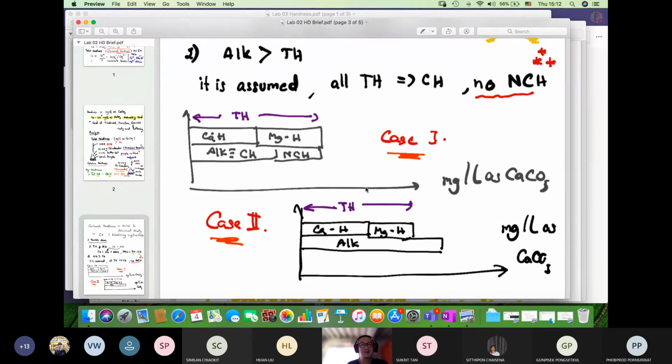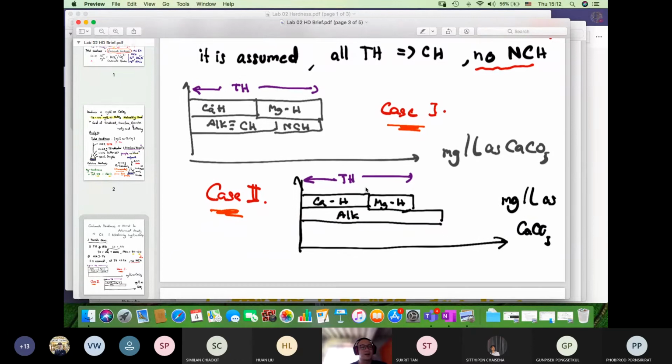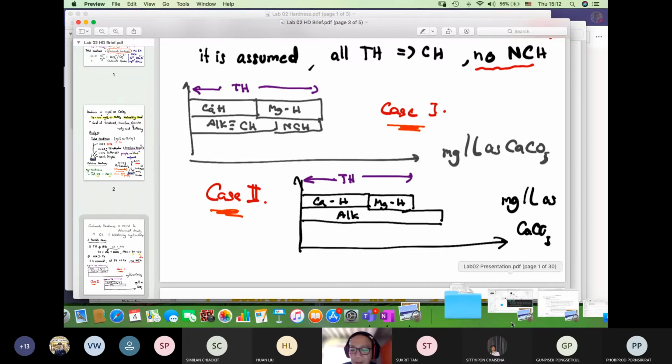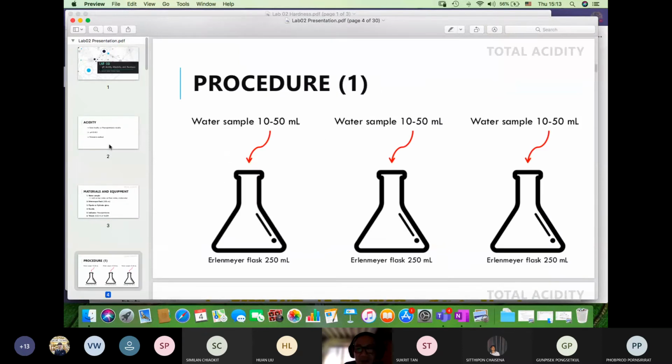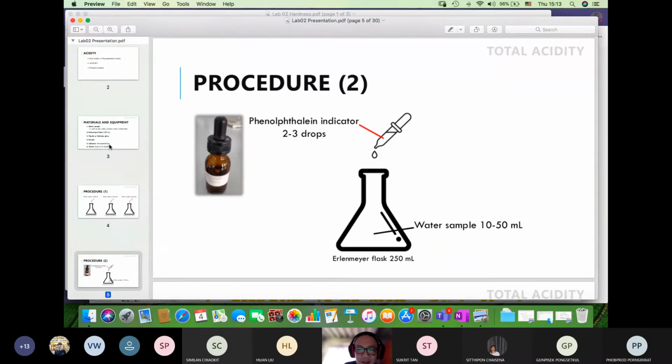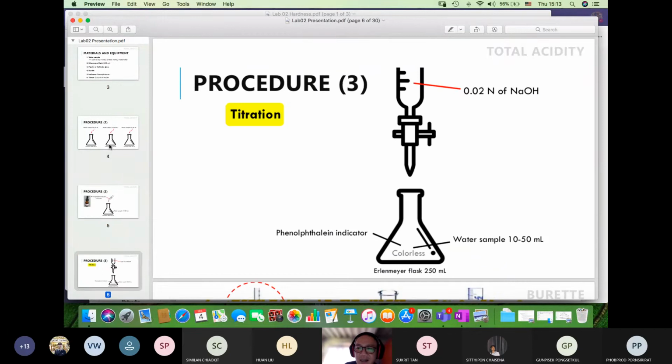Okay, so these are the two possible results that you may obtain from the analysis. So these are all the methodologies for the alkalinity, hardness, and acidity. So these are the 3 parameters. Is there anything I need to show you in this presentation? So this is also the procedure, total acidity.